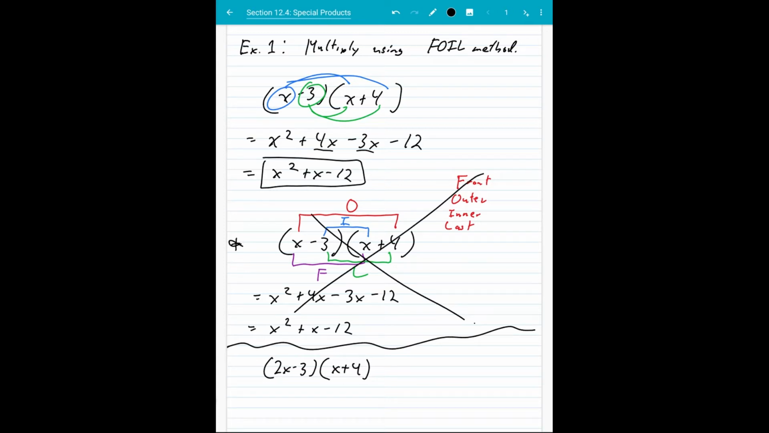So in this instance, 2x times x makes 2x squared. 2x times 4 is 8x. Negative 3 times x is negative 3x. Negative 3 times 4 is negative 12. And that gives me my answer right away. I don't need to think about front, outer, inner, last. That just confuses me even more. Just distribute the first term to everything, the second term to everything. That's all FOIL is.